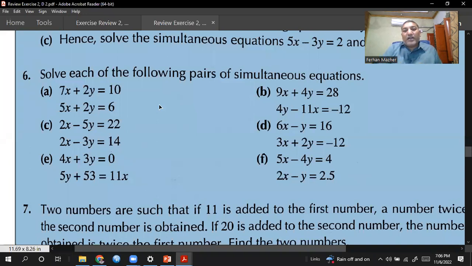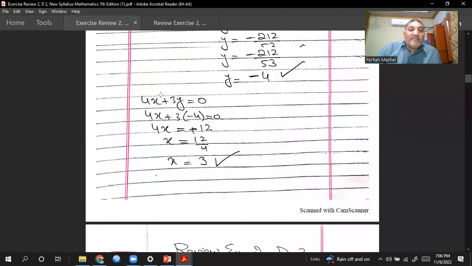So now the next question coming up on your screen, we have the F part. It says 5x minus 4y equals 4, and 2x minus y equals 2.5. So these are the two equations. Very simply, you can make the coefficient of y the same, or you can make the coefficient of x the same. For example, if you want to make the coefficient of y the same, then the second equation must be multiplied with 4, and then the two equations should be subtracted. If you want to make x the same, the first equation should be multiplied with 2, the second equation should be multiplied with 5, and then they should be subtracted from each other. So that is the F part.